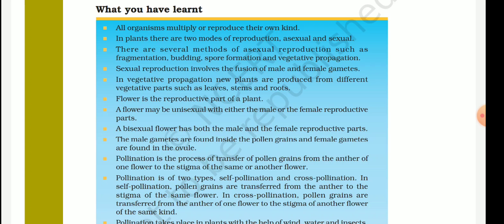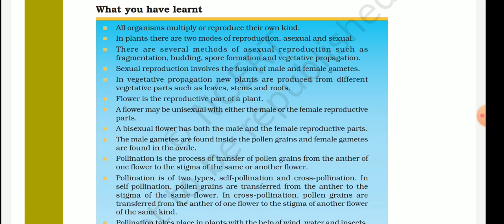Next, sexual reproduction involves the fusion of male and female gametes. This is the first and important thing of sexual reproduction, and the first difference between sexual and asexual. In asexual reproduction the fusion does not take place, whereas in sexual reproduction the fusion of male and female gametes occurs. I hope it is clear that the male gamete is the pollen grain, or it is developed inside the pollen grain, and the female gamete is inside the ovule, that is the egg.